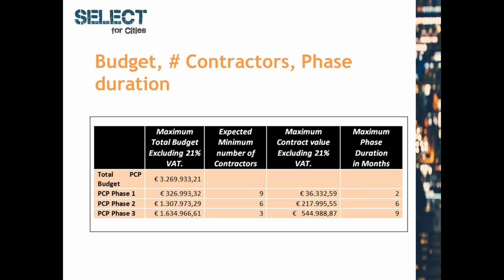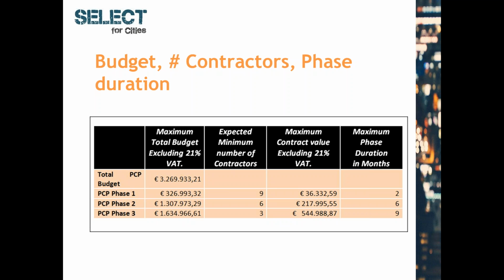The total budget for the PCP is 3.26 million euros, VAT excluded. The total budget is fixed and cannot be increased. This total budget is then divided in 3 PCP phases and distributed per phase, as you can see in the table. The buyers group expects a minimum number of contractors per phase of 9 in phase 1, 6 in phase 2, and 3 in phase 3.